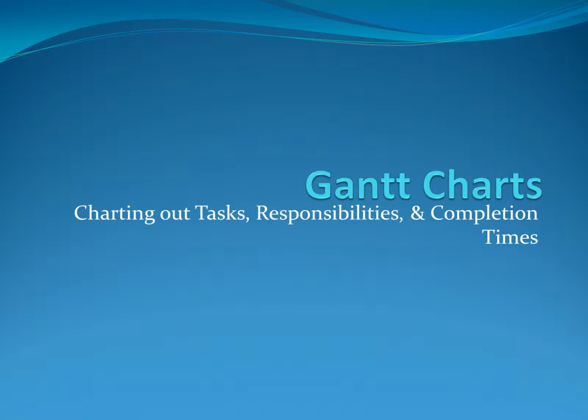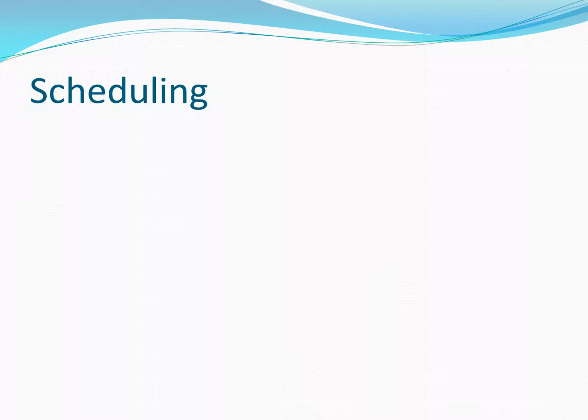Today's lesson is about Gantt charts. Gantt charts are basically a method of scheduling that's going to allow us to keep track of our tasks, know who's responsible for what, and also to keep a real close eye on completion times. So Gantt charts are a key element in scheduling.